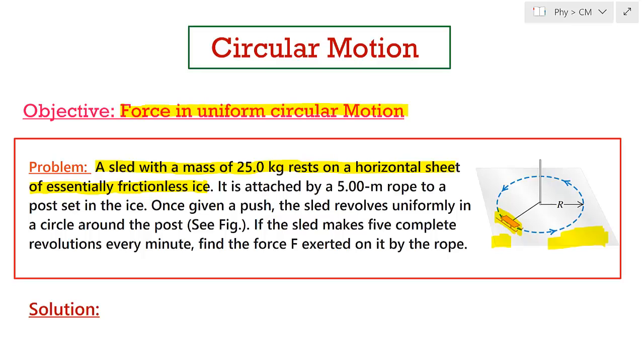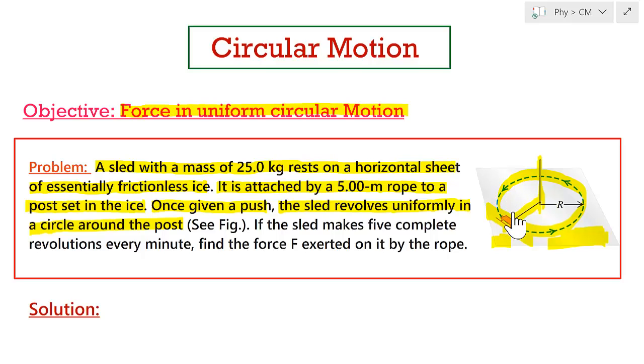Furthermore, the problem says it is attached by a 5-meter rope to a post set in the ice. So there is a post in the ice. This is the post. So this sled is attached to this post by a rope and the length of this rope is given, that is 5 meters. Once given a push, the sled revolves uniformly in a circle around the post. So if you give a push to this sled, it starts moving and it will move in a circle, something like this.